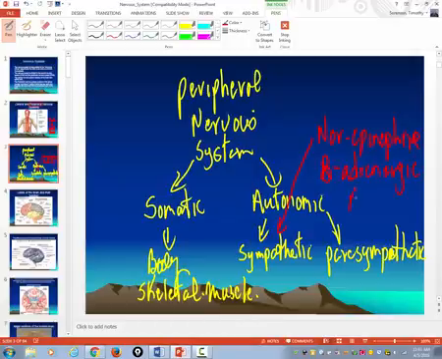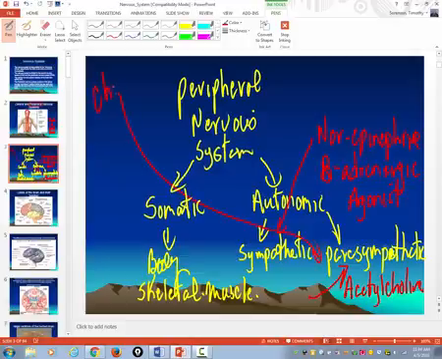adrenergic agonist. An agonist, right? It eggs you on. It helps you. It pushes you. An antagonist blocks you. And then for the parasympathetic, the neurotransmitter is acetylcholine. And any nerve that releases acetylcholine is referred to as cholinergic. So you're going to see these terms: adrenergic, sympathetic, cholinergic, parasympathetic. All right?